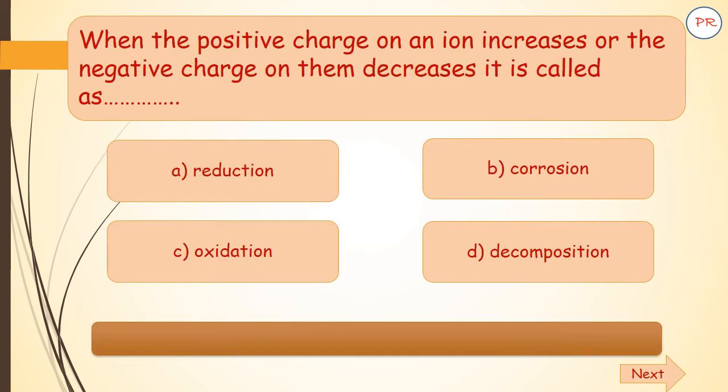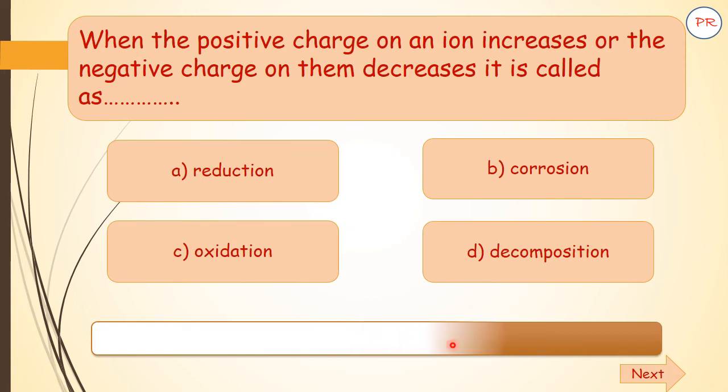When the positive charge on an ion increases or the negative charge on them decreases, it is called as dash. A. Reduction, B. Corrosion, C. Oxidation, D. Decomposition. Your time starts now. And the correct answer is C. Oxidation.